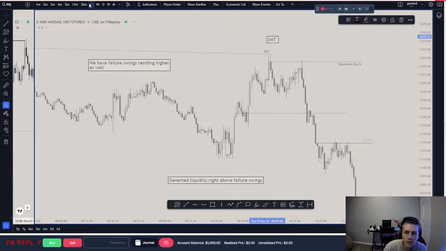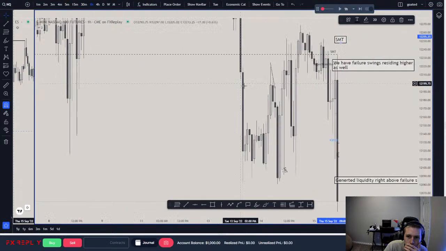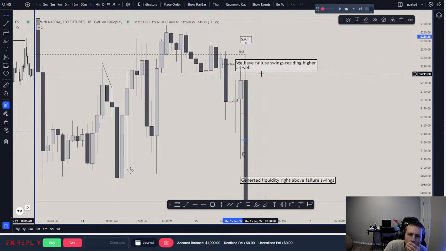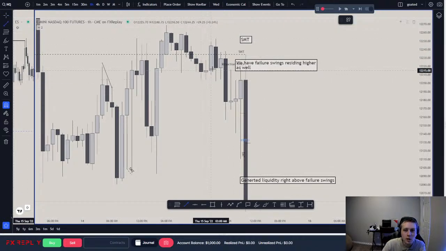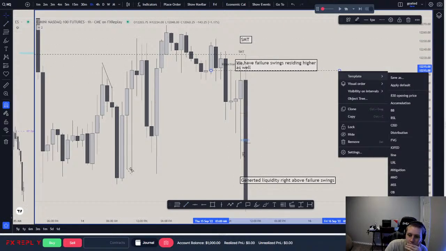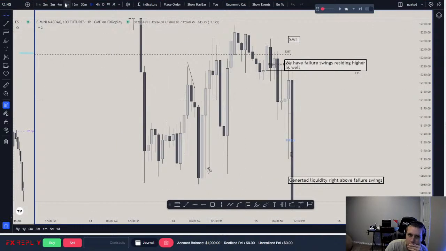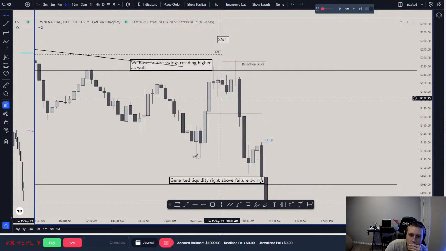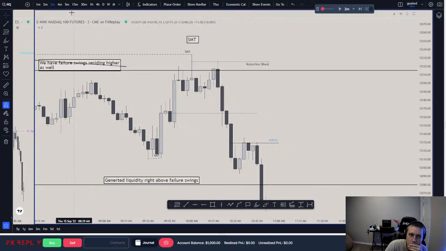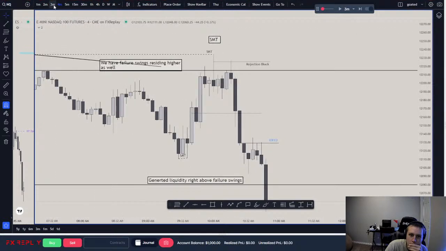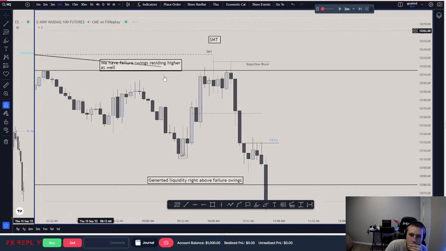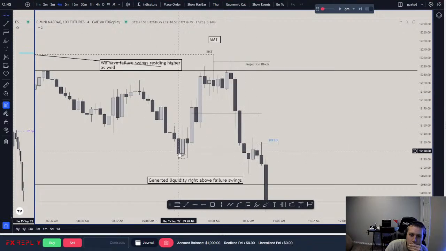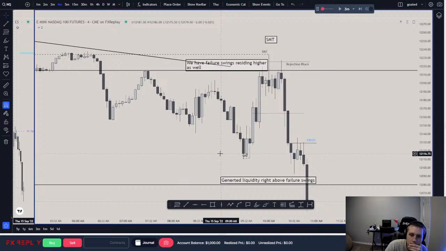Is there a higher time frame PDA as well? Whew, that's beautiful. Order block. That classic sell day. Look at that breaker.